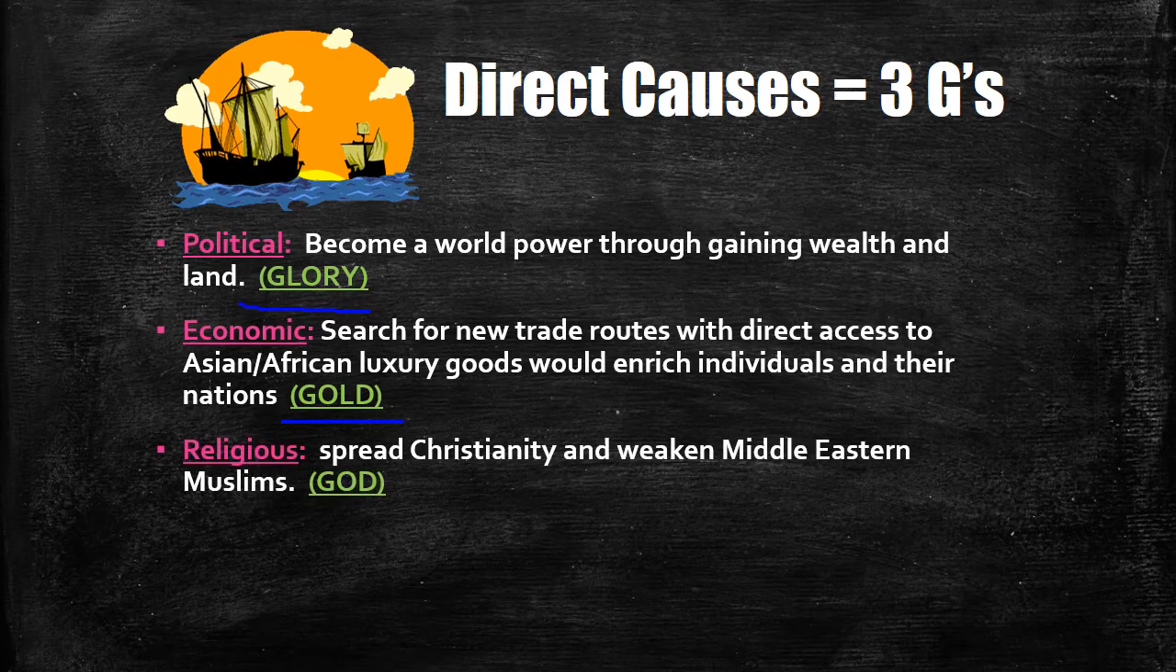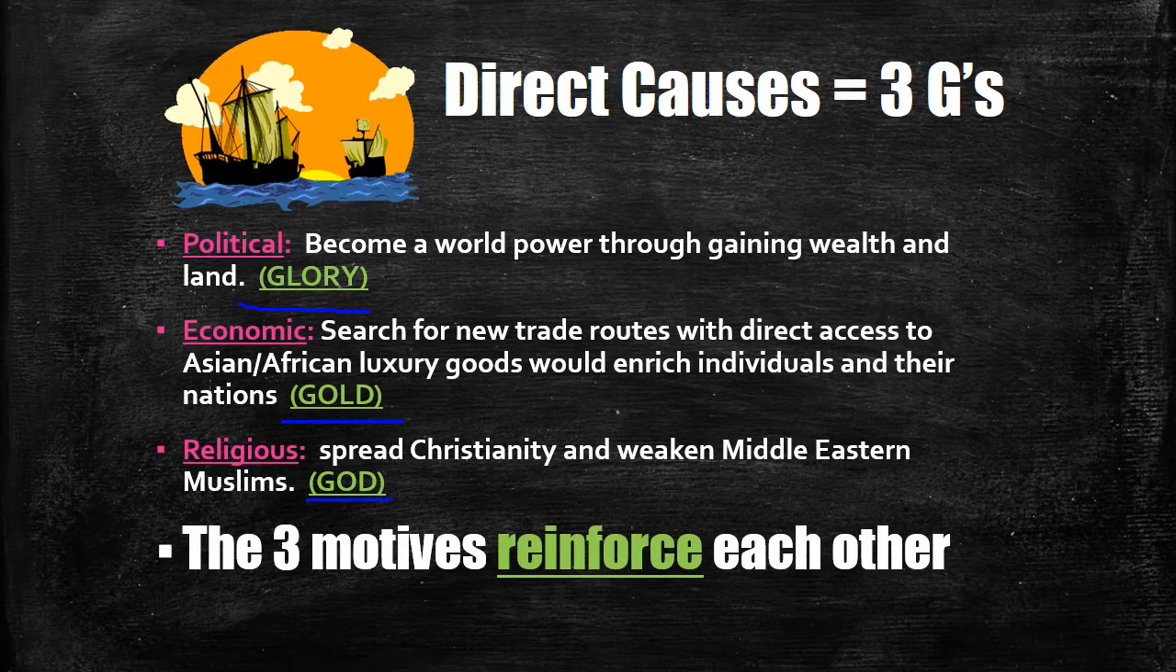Religiously, which is the last G, many people wanted to spread Christianity and weaken the Middle Eastern Muslims. If you guys remember, which you should, the Crusades was a European exploration in search to obtain the Holy Land back from Muslims and spread Christianity. So those are the 3Gs, glory, gold, and God. The three motives that reinforce each other.